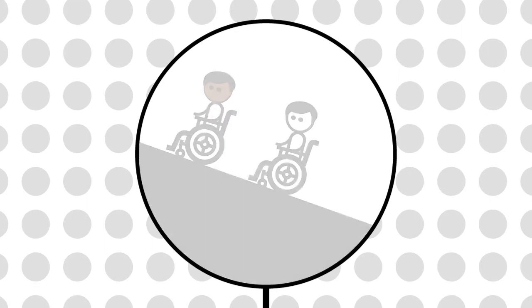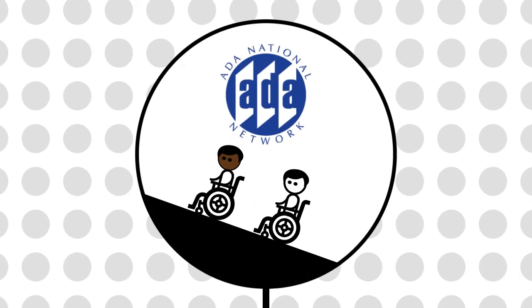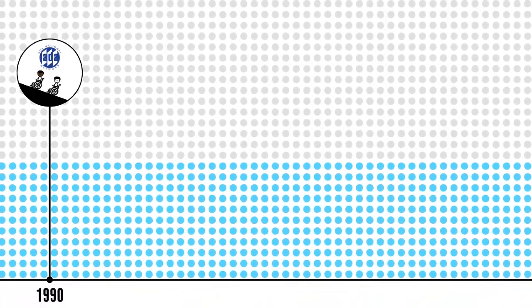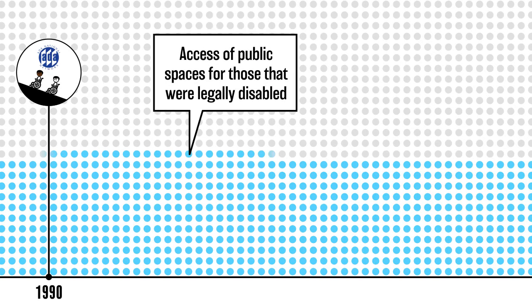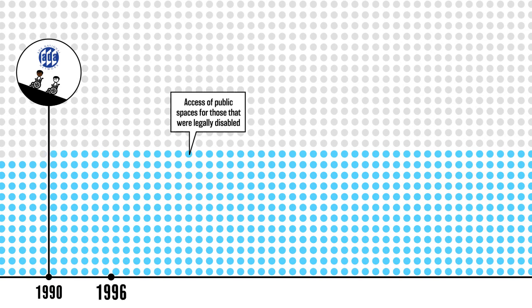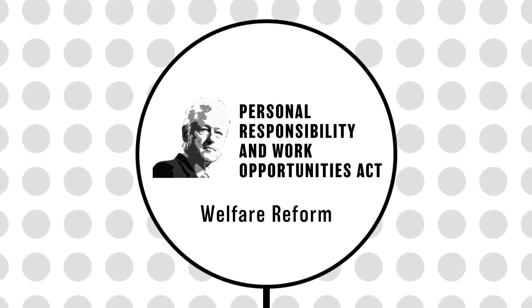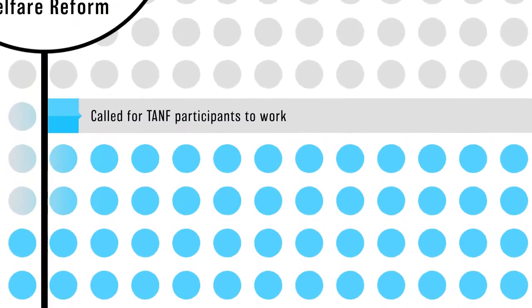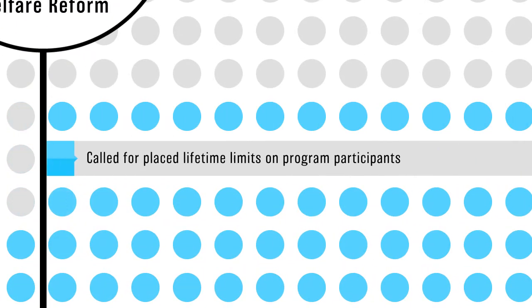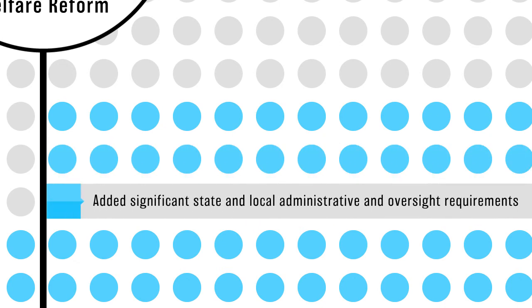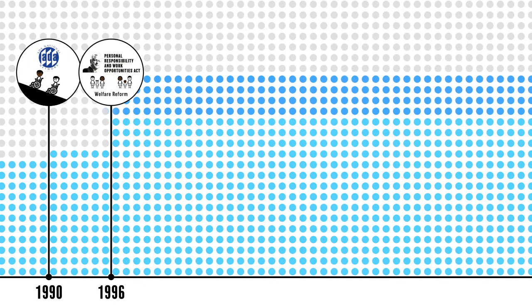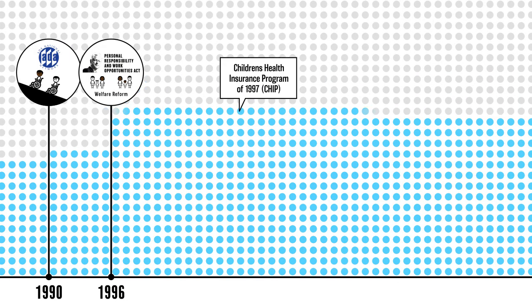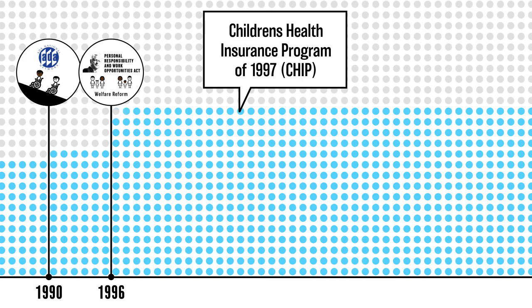During the economic boom of the 1990s, increased attention towards access for the disabled led to the passage of the Americans with Disabilities Act, ADA, of 1990, which called for public accommodation with regard to use and access of public spaces for those that were legally disabled. In 1996, the Personal Responsibility and Work Opportunity Act was passed, creating the Temporary Assistance for Needy Families program, TANF, that called for TANF participants to work, placed lifetime limits on program participants, and added significant state and local administrative and oversight requirements. The attempts in the 1990s to create universal health care for all the uninsured failed, but the Children's Health Insurance Program was expanded in 1997.